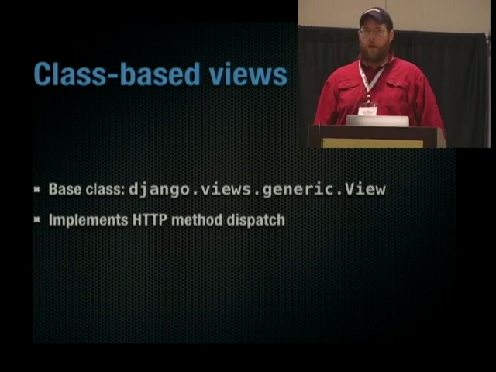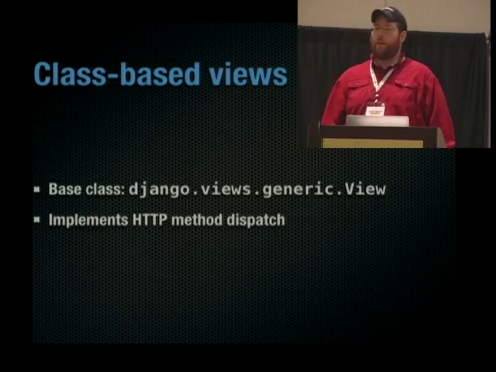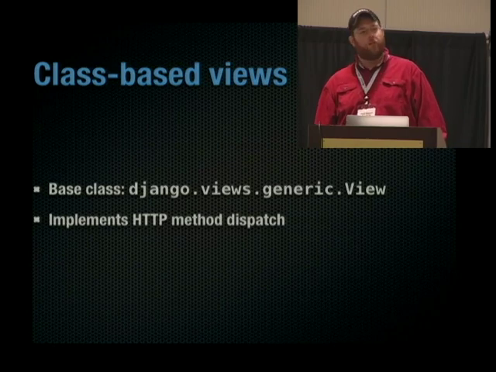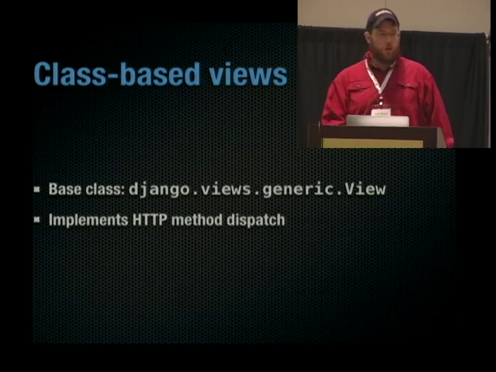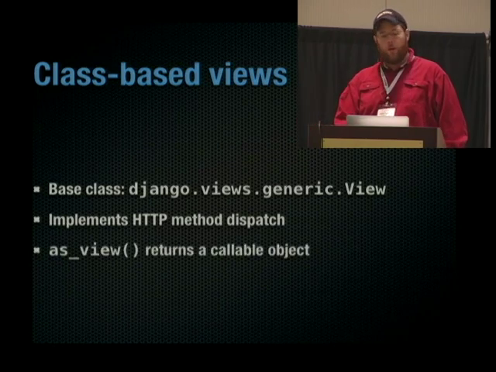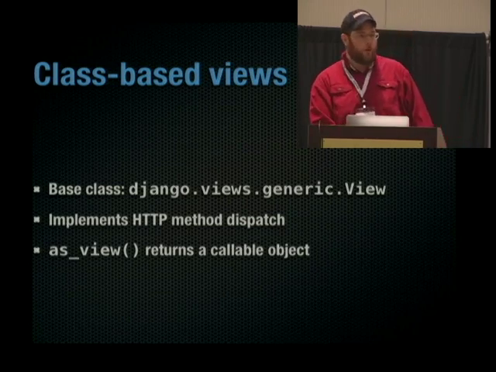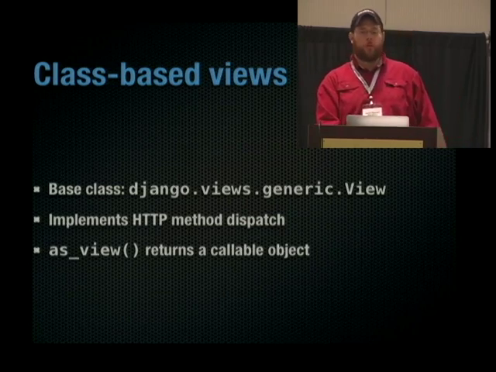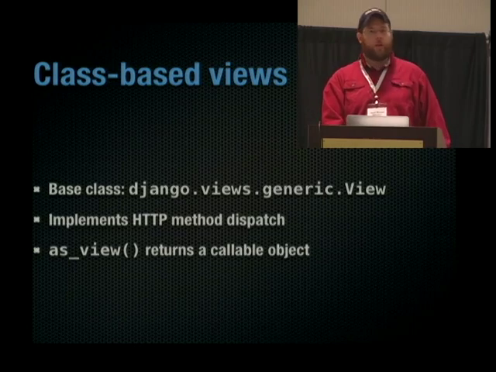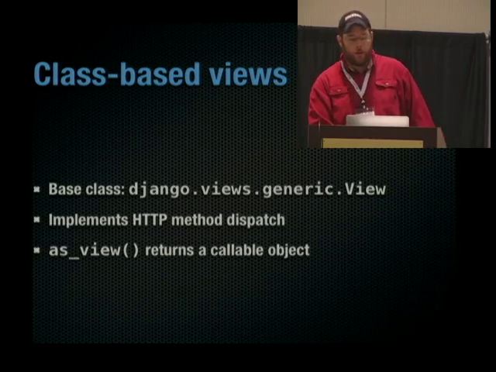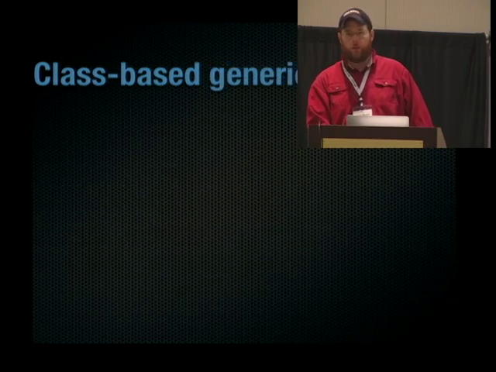So for example, if you have methods named get, post, update, delete, depending on the HTTP request method, those methods will get invoked. View also implements a method called as_view, which is what actually returns you a callable object that you can put in your URL conf. Some of this is covered in the documentation. Unfortunately, it's not that great yet, but I'm working on it.